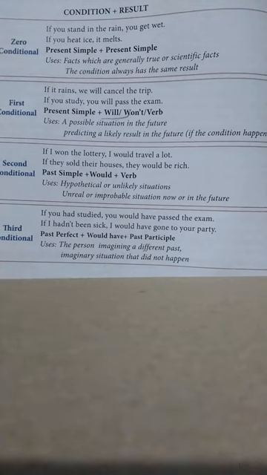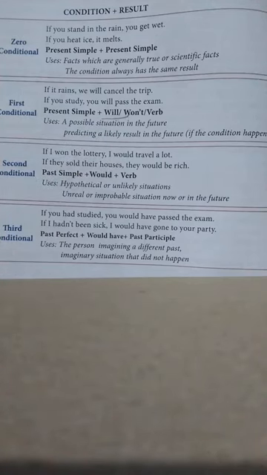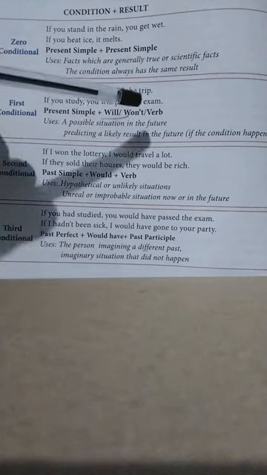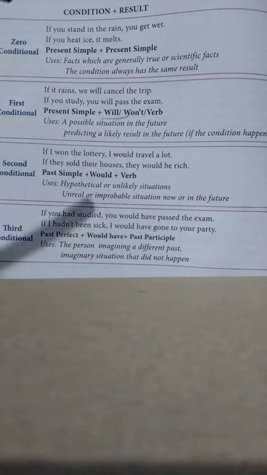Right. Second, the first condition. What is the first condition? A possible situation in the future. This may happen or this may not happen. Or predicting a likely result in the future, which favors us. So what is the formula for this? We call it present simple plus will or won't plus verb. So what is this won't? Will plus not, that we call won't, right?